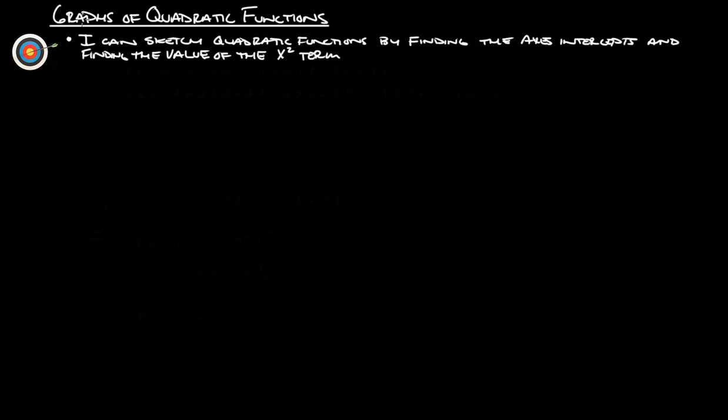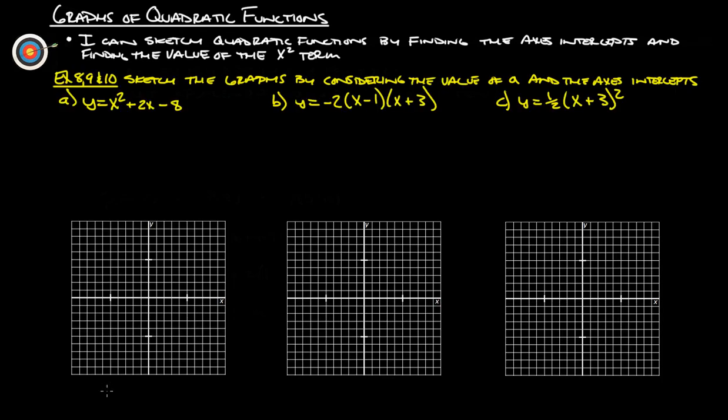I'm going to take you through the notes on graphs of quadratic functions. At the end of this, you should be able to say, I can sketch quadratic functions by finding the axes intercepts and finding the value of the x squared term. Okay? So really it's just one example here. Actually, examples 8, 9, and 10, we put them all in the same spot here just so we can compare them all. Okay?